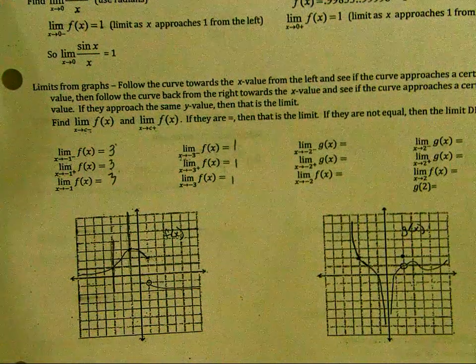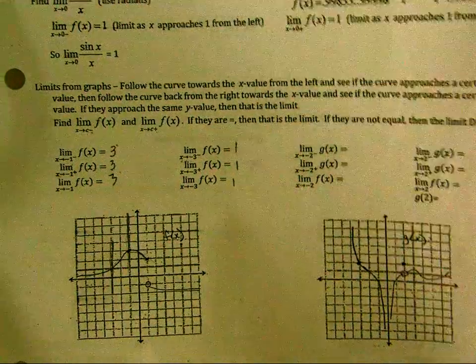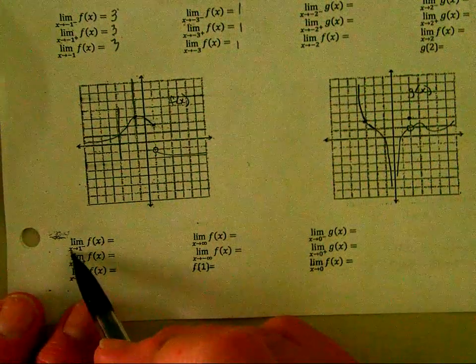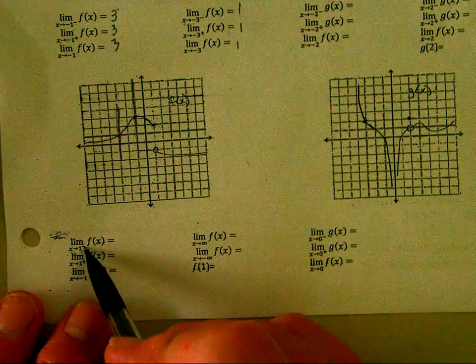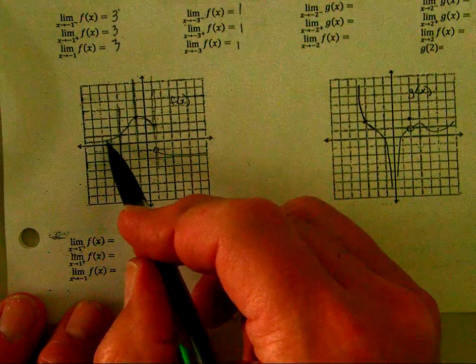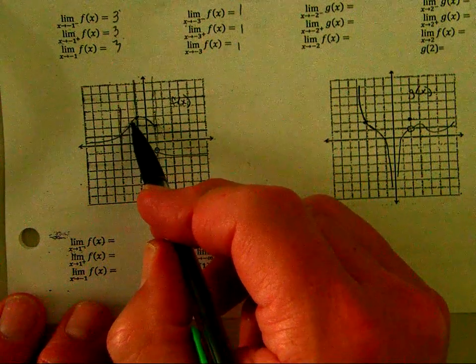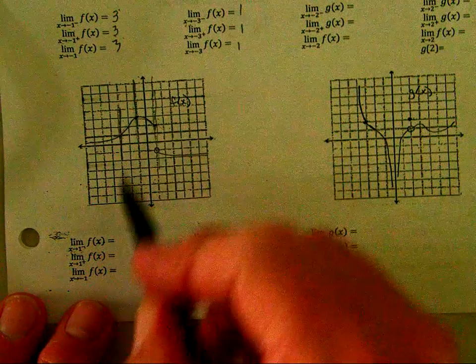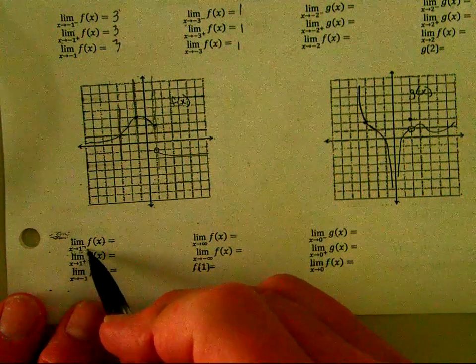No problem, pretty basic. Now let's look at this one on the bottom. Now here, that says the limit as x approaches 1 from the left. So here's 1 right here as we approach from the left. So we follow that curve from the left. Looks like our y values get closer and closer to 2. So our limit as x approaches 1 from the left is 2.